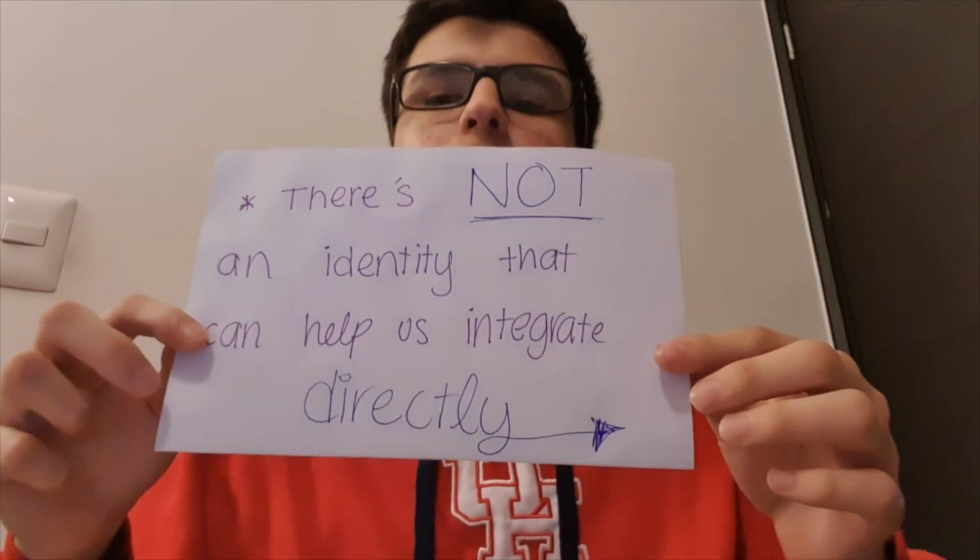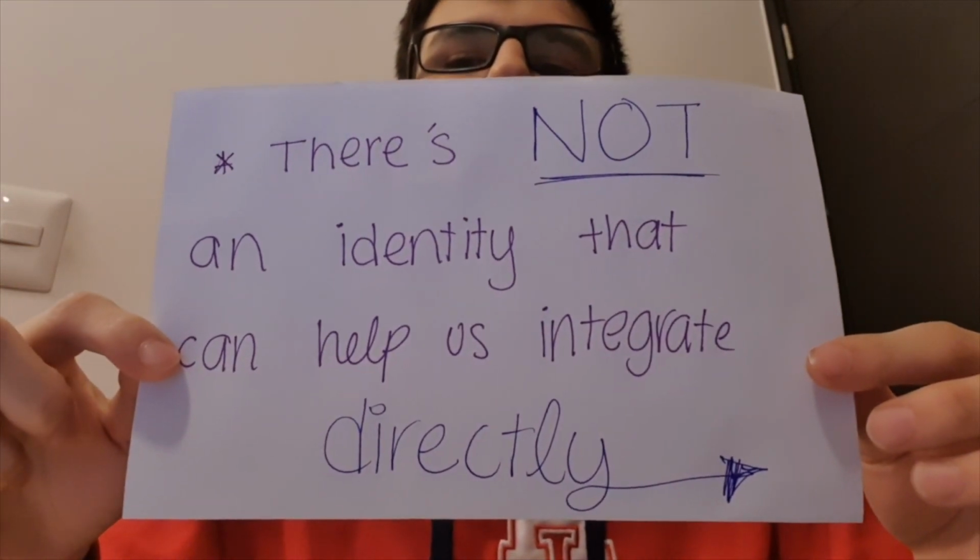It is important to keep in mind that any other method will not work for solving this problem. Why? Because there is not a specific identity in the catalog that can help us integrate directly a function such as sine to the 3rd power cosine.